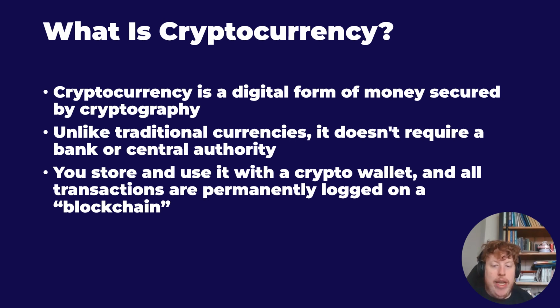What is cryptocurrency? Cryptocurrency is a digital form of money secured by cryptography. Unlike traditional currencies, it doesn't require a bank or central authority. You store and use it with a crypto wallet, and all transactions are permanently logged on a blockchain.